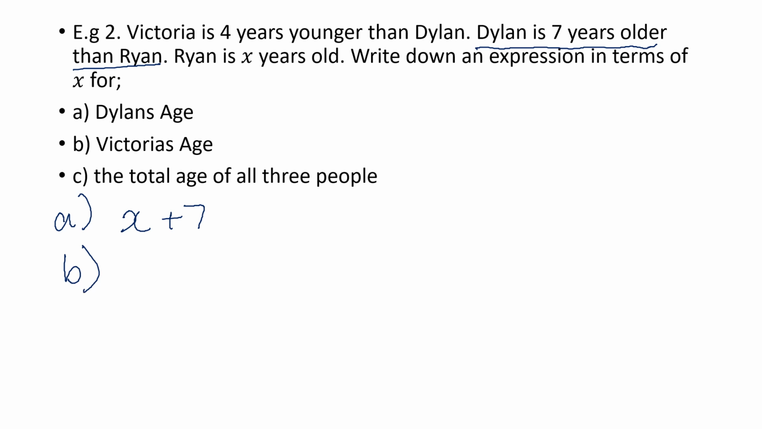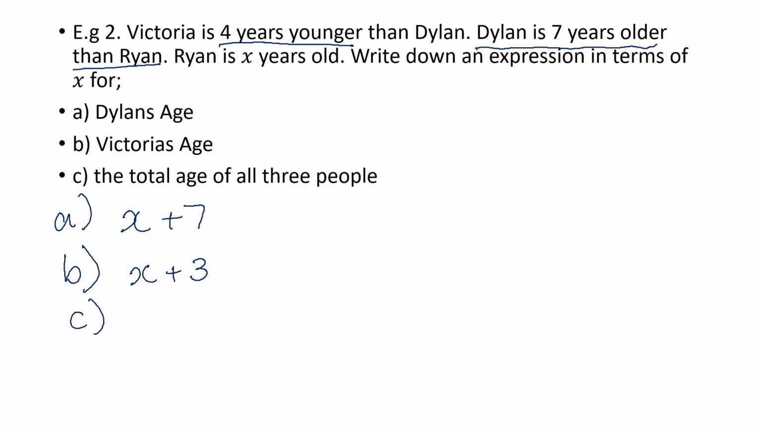For Victoria's age, Victoria's 4 years younger than Dylan. So if Dylan is 7 years older than Ryan, Victoria is going to be 7 subtract 4 years older than Ryan, which means that her expression will be Ryan's age plus 7 minus 4 is 3, because Victoria will be 3 years older than Ryan.